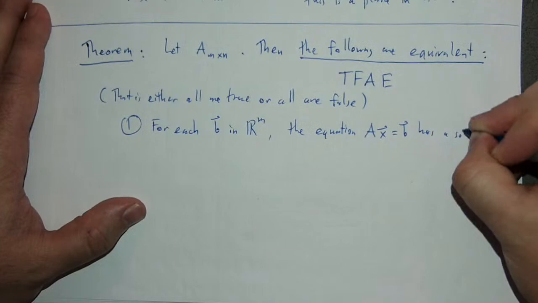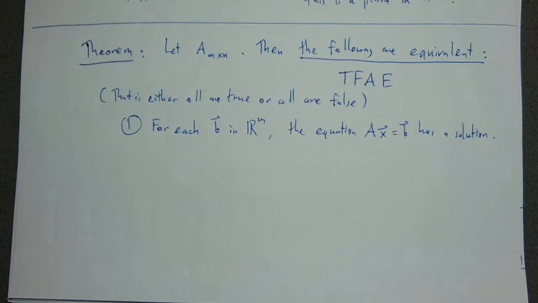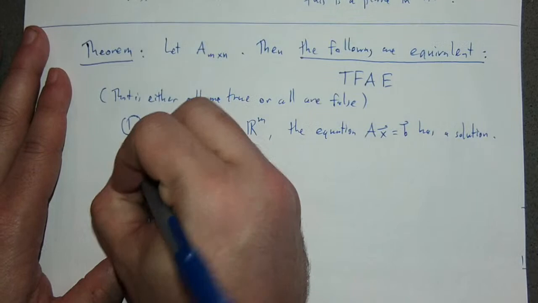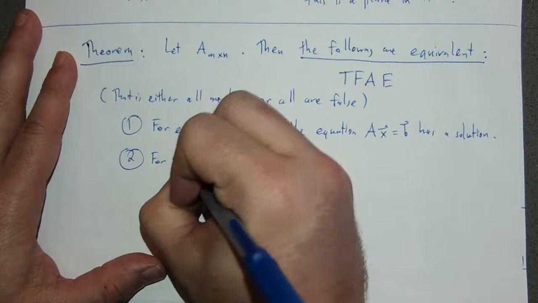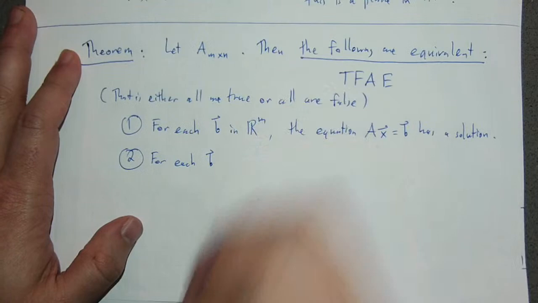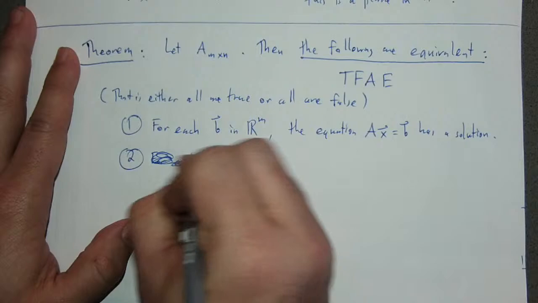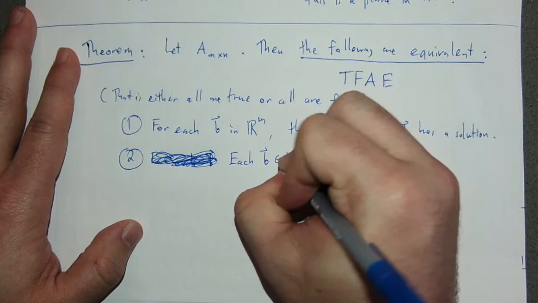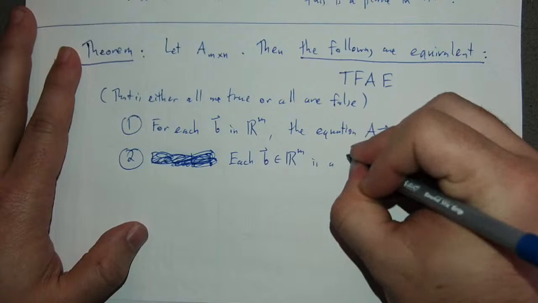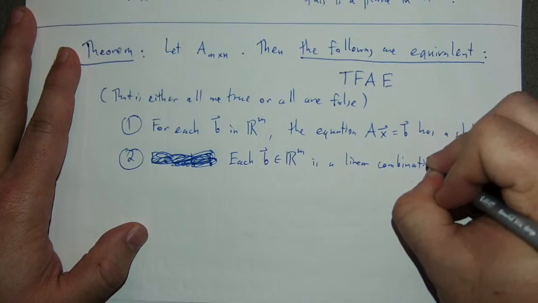Now, even though this is the first thing I write down in this theorem, this is important because this is what we're interested in, but it's the other three properties that are the more interesting things, because they're the things that aren't obvious why we're interested in them. Okay. So that is equivalent to the next three things. So this is each b in R^m is a linear combination of the columns of A.